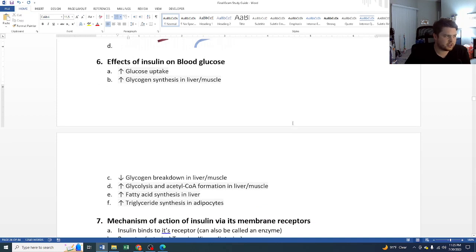The different effects of insulin on the blood glucose, where you get increased glucose uptake, increased glycogen synthesis in the liver and the muscle, decreased glycogen breakdown, increased glycolysis, increased fatty acid synthesis, and increased triglyceride synthesis in adipocytes. And then all of these are opposite. The arrows would be flipped for glucagon.